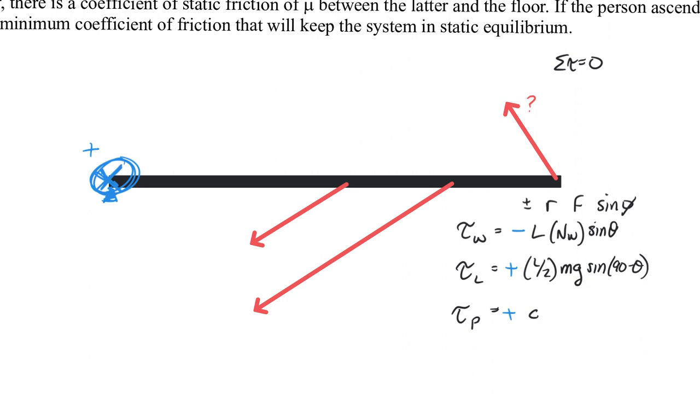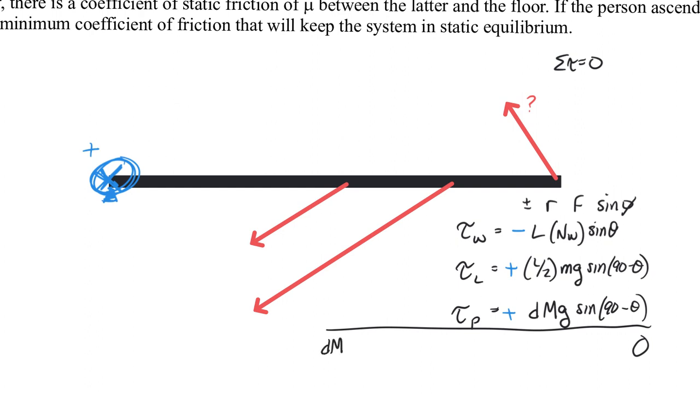It is a distance d from the pivot point, capital Mg times the sine of 90 minus theta. All of these have to sum to be equal to 0. All good? Let's go ahead and put it all together then. dmg cosine theta plus L over 2 mg cosine theta minus L N_W sine theta equals 0.